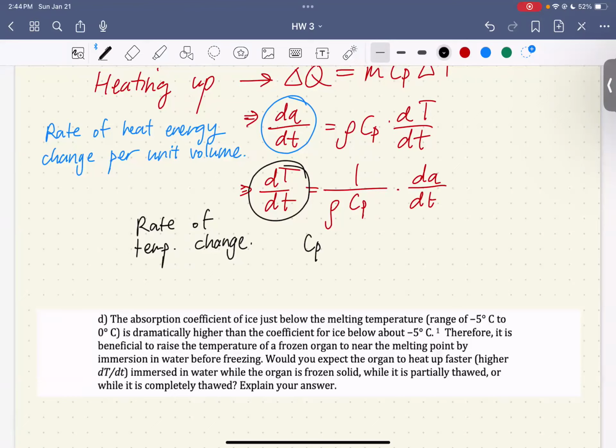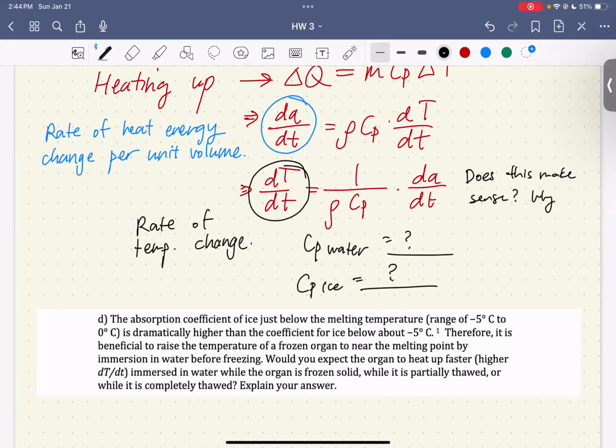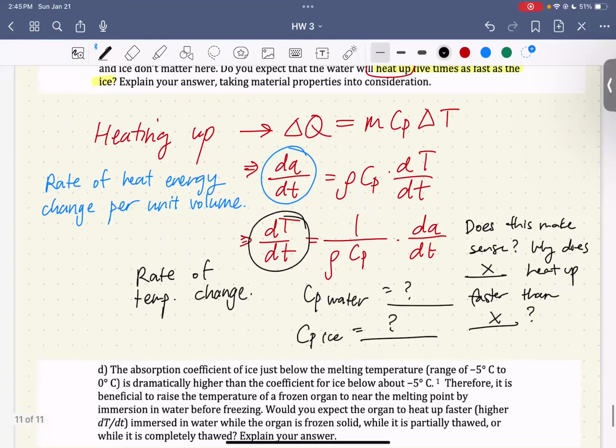So let's think about it. What is Cp of water? What is Cp of ice? And how does that change dT over dt? And you should be able to answer. Does this make sense? And why? Right? Why does blank heat up faster than blank by everything we see on the screen here?